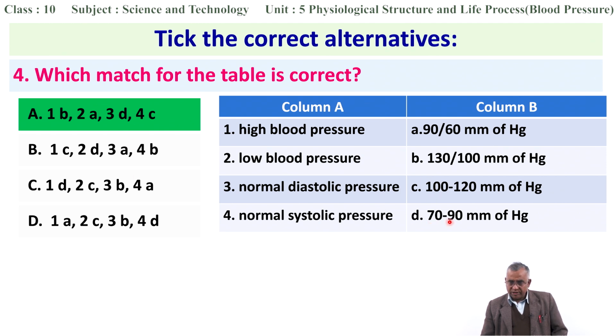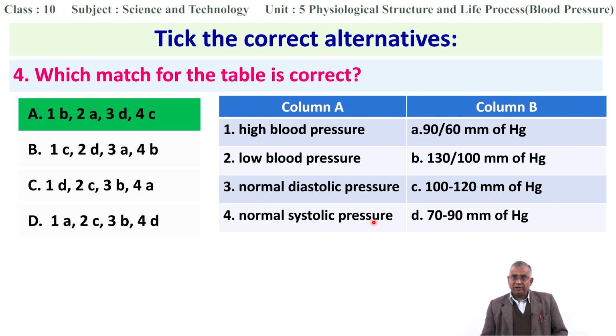3D, 70 to 90 mm of Hg. How? Because this range is from 60 to 90. So it is in between that range. Minimum 60 mm of Hg, maximum 90 mm of Hg is what? Diastolic pressure. So that is in between the range.